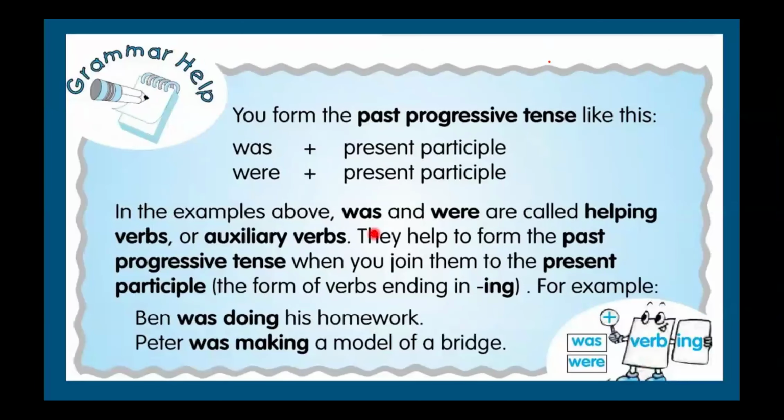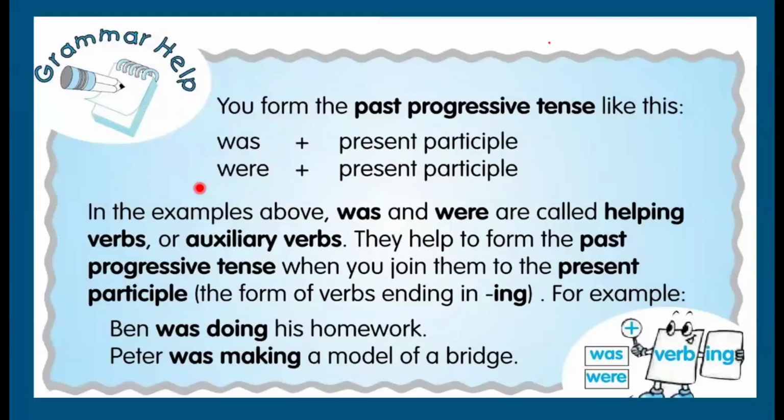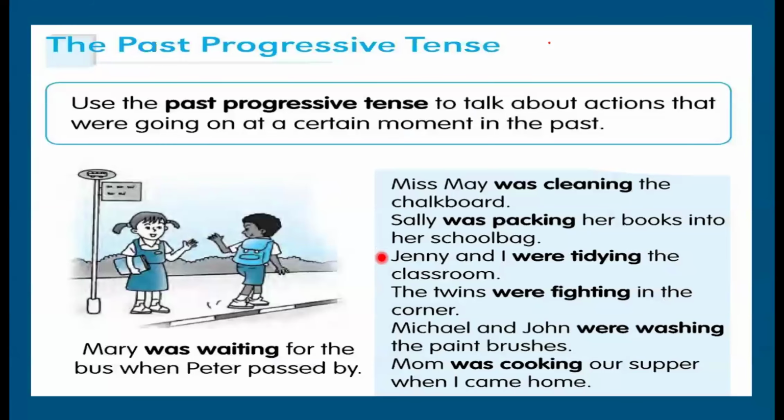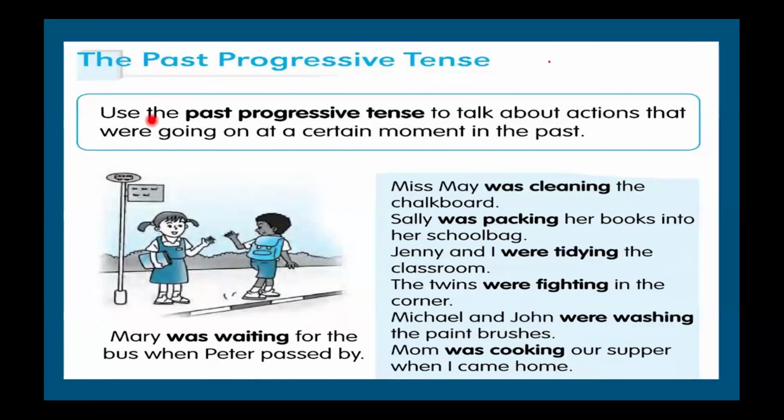Now see over here. You form the past progressive tense like this: was plus present participle, and were plus present participle. What is your present participle? Verb plus ing. See over here. Did we read out this? We have read out the example sentences. We missed this, right? So can anyone read out the blue box? I mean, what is written in this box?